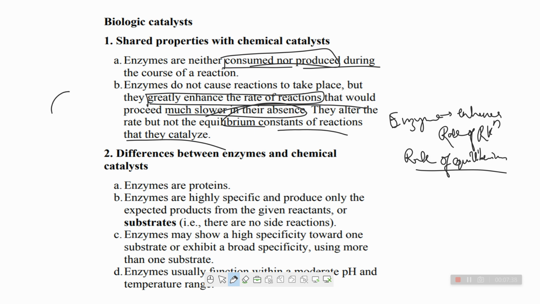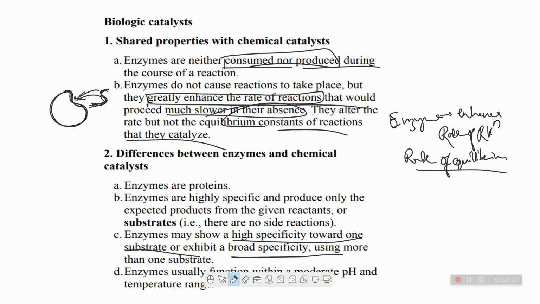Suppose this is an enzyme and this is an active site. In another slide, we already discussed what is the active site and what is the substrate site. This is an active site, right, where the substrate comes and binds. So remember, one enzyme is specific for one substrate. One enzyme is specific for one substrate. Enzymes are highly specific and produce only the expected product from the given reactant or substrate. Enzyme may show high specificity toward one substrate or exhibit a broad specificity using more than one substrate.